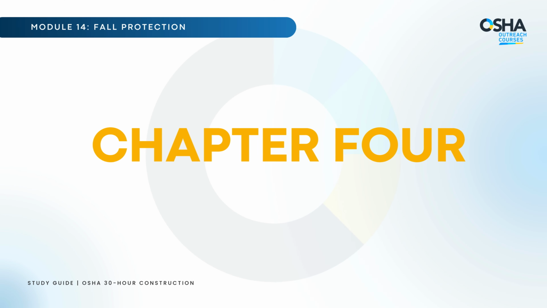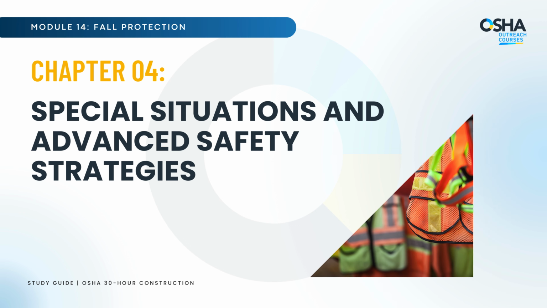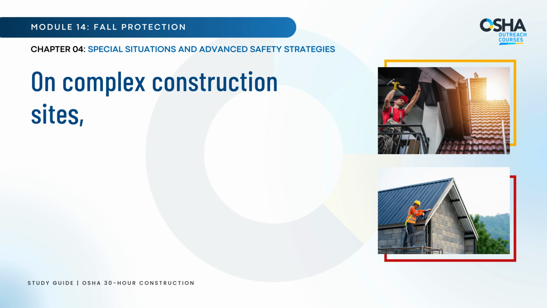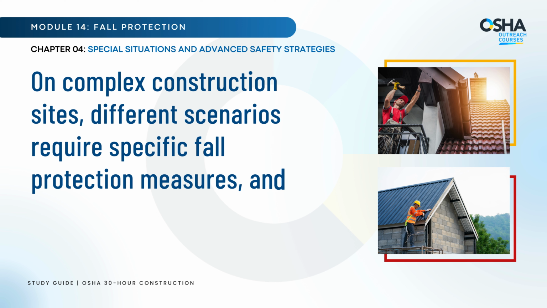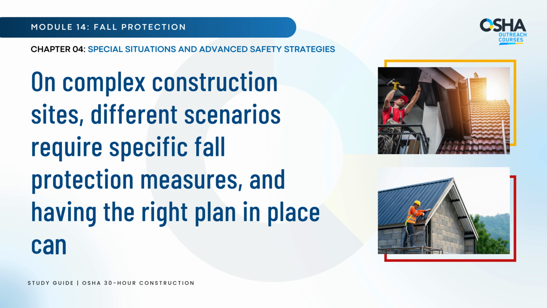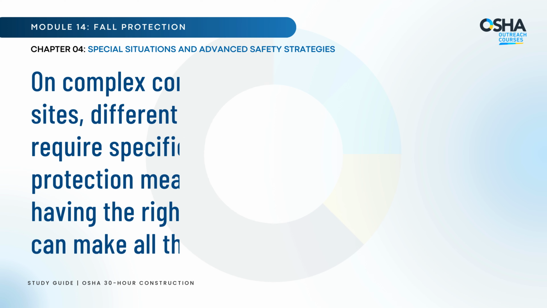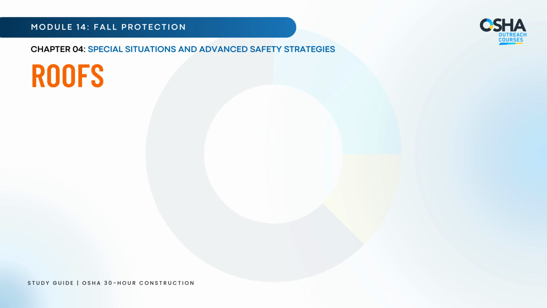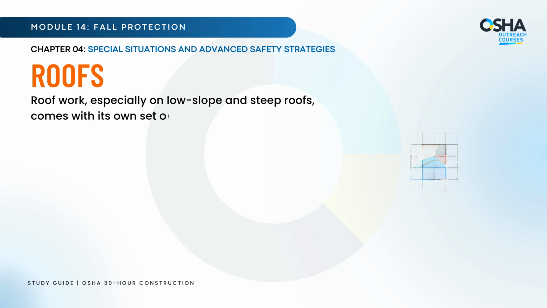Here's the final chapter: Special Situations and Advanced Safety Strategies. On complex construction sites, different scenarios require specific fall protection measures, and having the right plan in place can make all the difference. Let's start with working on roofs. Roof work, especially on low-slope and steep roofs, comes with its own set of challenges.